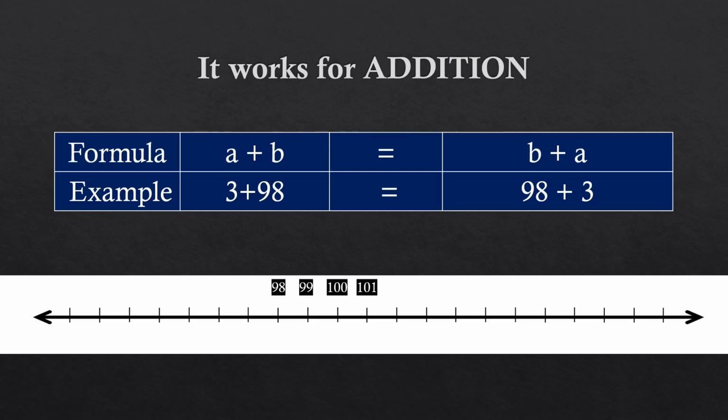But here's why that matters. Your brain finds it much easier to start with the big number and count up 3. 99, 100, 101. Done. Same answer, way less effort. That's the commutative law in action, and it's a small trick that makes a big difference.